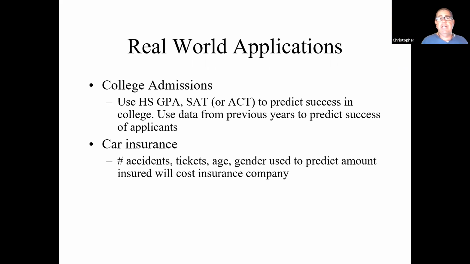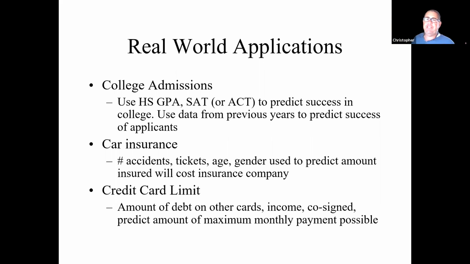Car insurance. Number of accidents, tickets, age, gender, all of that is used to predict how much you're going to cost the insurance company over the course of the year, and then they balloon that, multiply that by 10 or something, and that's what they charge you. Credit card limit, amount of debt on other cards, income, whether if you're younger, your card is co-signed. All of those predict the amount of maximum monthly payments possible, which allows credit card companies to set your credit limits.